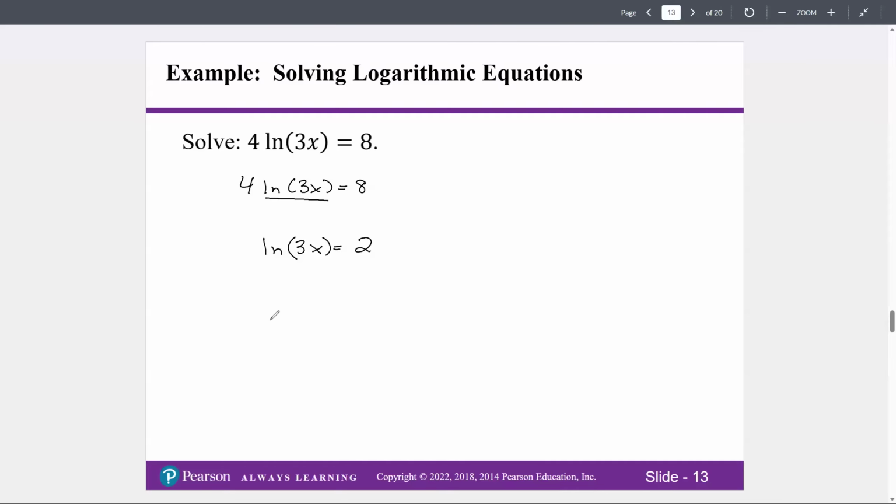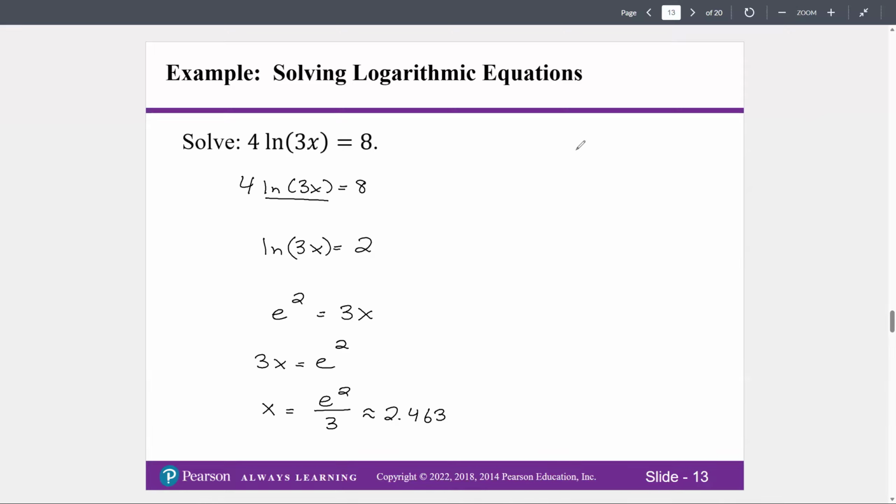Okay. So natural log, remember, that is a base e. So that means e to the power of 2 is equal to 3x. So 3x equals e squared. So that means x is equal to e squared divided by 3. All right, so e to the power of 2 divided by 3 is approximately 2.463.